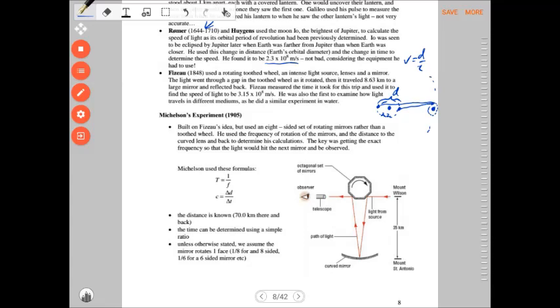So let's look at Michelson's experiment. Michelson took Fizeau's idea and modified it slightly. Instead of a toothed wheel, he used an 8-sided set of rotating mirrors. He used the frequency of rotations. Now that, of course, is measured in RPSs, rotations per second, so that's frequency.